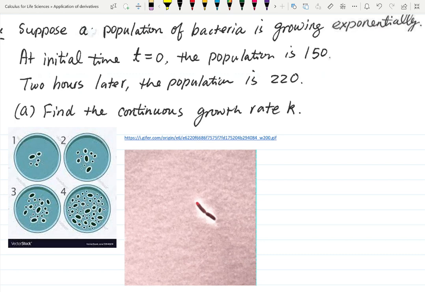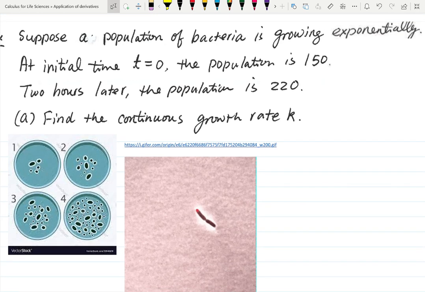Last time, are you guys ready? Ready or not? Exponential functions, keep going.